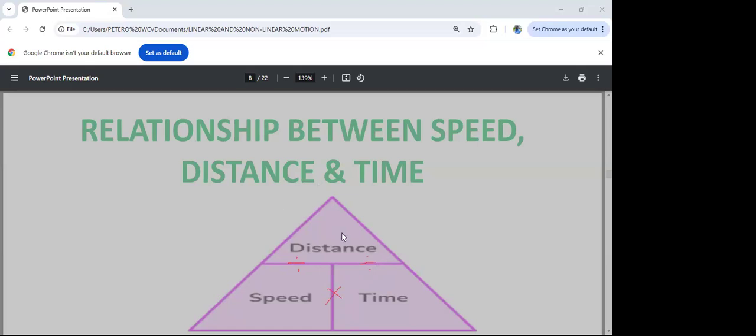So if I want to know how distance works with speed and time, then I write the distance, and then I write equals. Then I look at what is the symbol between speed and time. And the symbol is multiplication. So it means that distance is equal to speed times time.